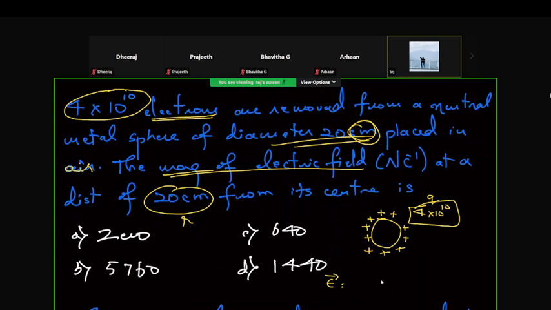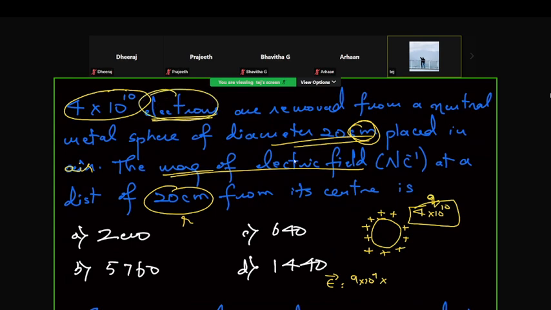E is given by the formula, what is that? Just now we learned, 1 by 4 pi epsilon naught. Instead of writing the formula, this time I'll write the value directly. I anyway know the answer. 9 into 10 to the power 9, into Q. Do we know the value of Q? Yeah, we know it. But it is given in electrons.